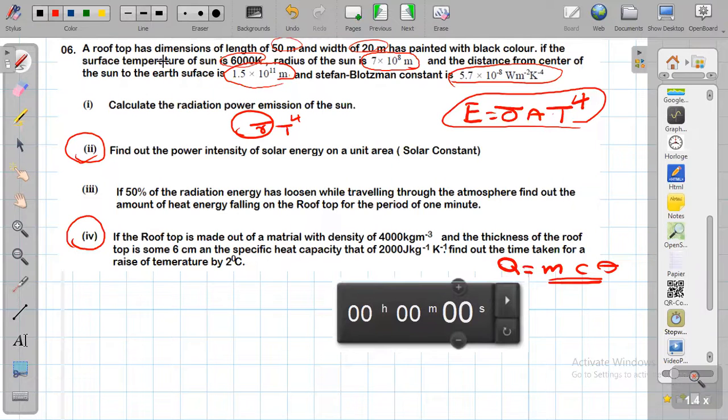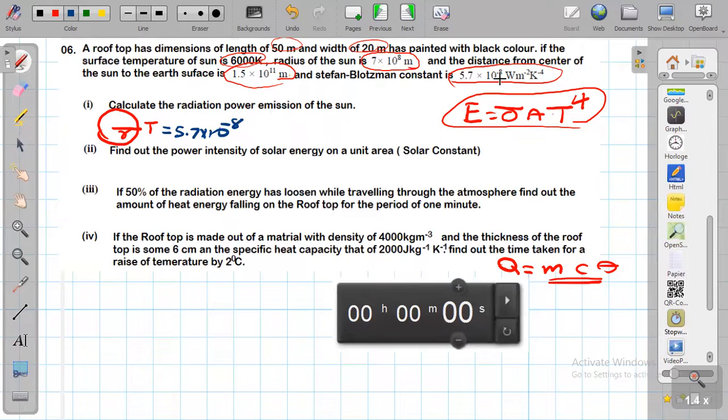Okay. Now don't think about the rooftop, because they first asked about the energy emission by the sun. So you only have to worry about the sun's dimensions. The sun has a radius of r and a temperature of T. You have to write this equation again, sigma A T to the power 4. What is sigma? You know that is 5.7 into 10 to the power minus 8. This value given here is the sigma value. It's a universal constant.